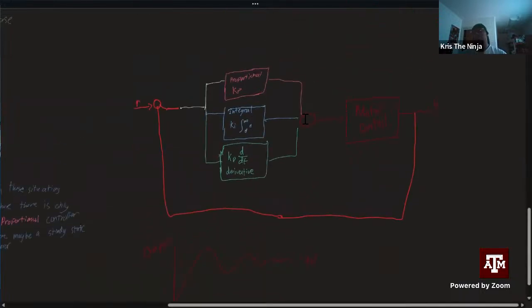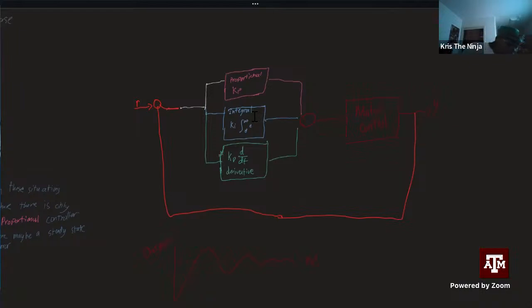which is this value here, the integral of how much the error is off, and then the derivative of how much the error is off.